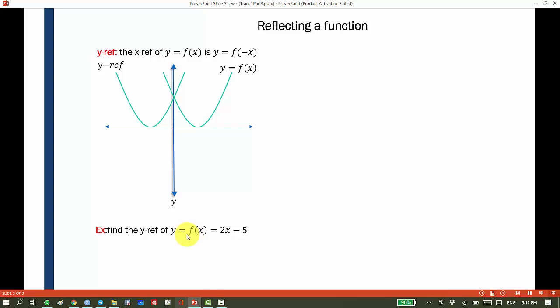For instance, if we want to find the Yref of the function 3x minus 5, what we do is we replace x with minus x. As a result, we get the Yref to be 3 times minus x minus 5, which is minus 3x minus 5.